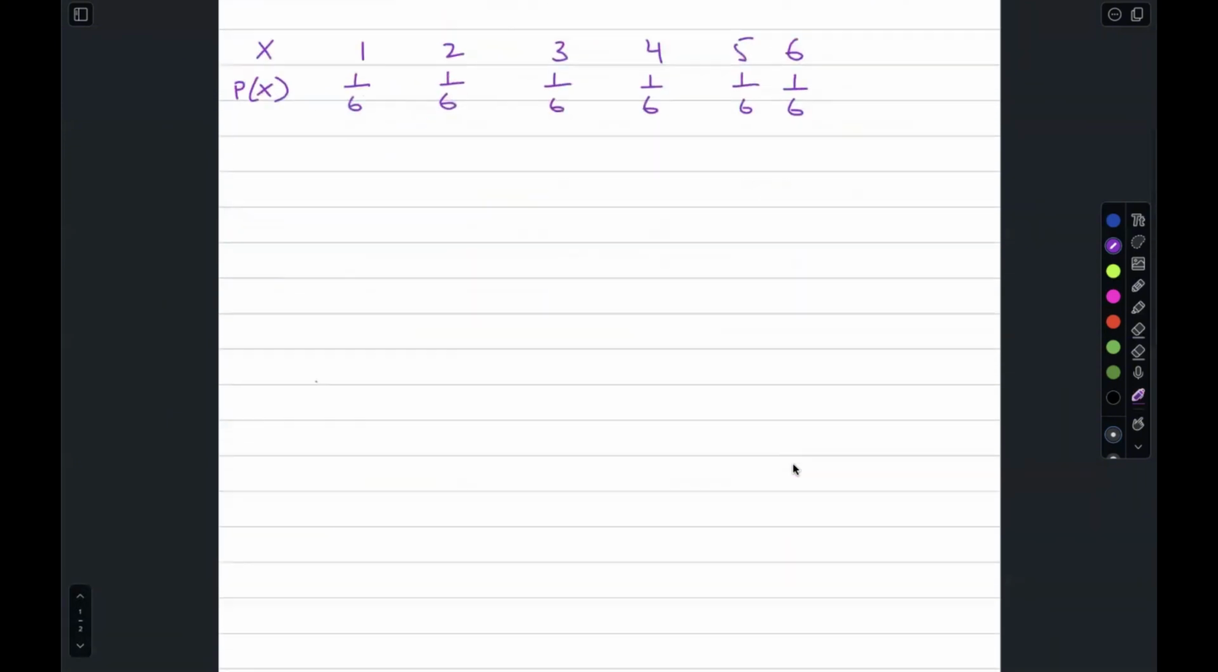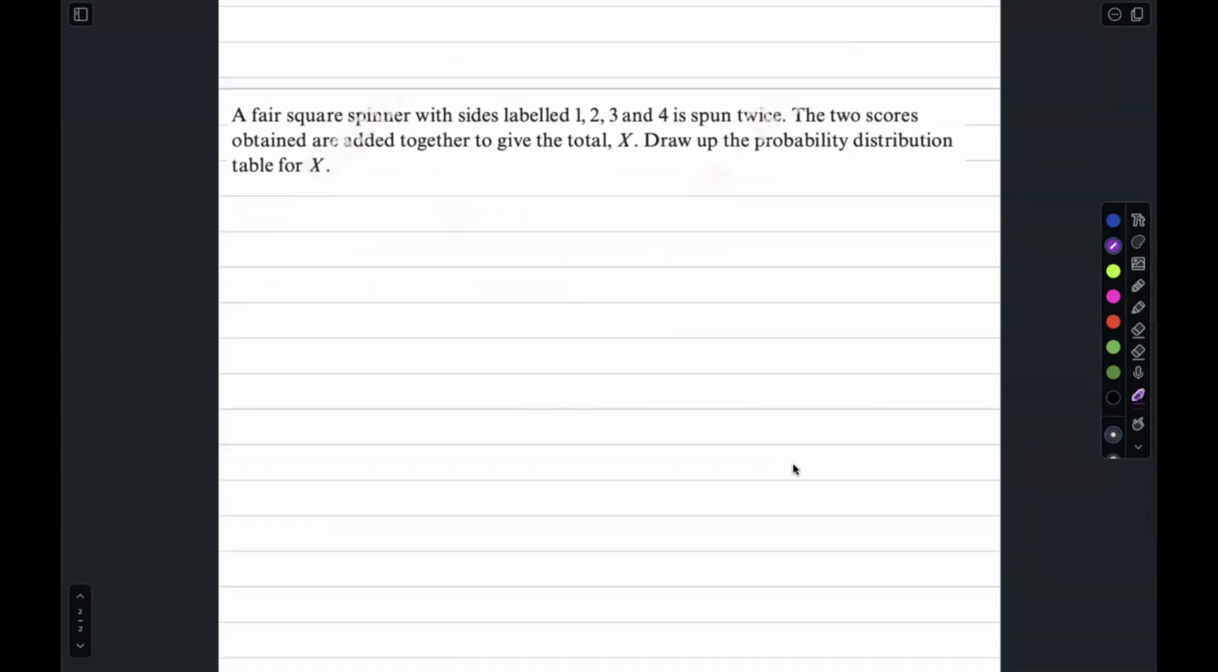Now, let's take a look at another example where we have to make the probability distribution for a discrete random variable. In this question, it says a fair square spinner with sides labeled 1, 2, 3, and 4 is spun twice. The two scores obtained are added together to give the total X. We have to draw the probability distribution table for X. Now, it can take values 1, 2, 3, 4, and it is spun twice. So for the first spin, it can take values 1, 2, 3, or 4. And for the second spin, it can again take values 1, 2, 3, and 4.